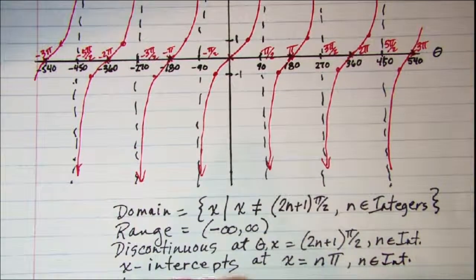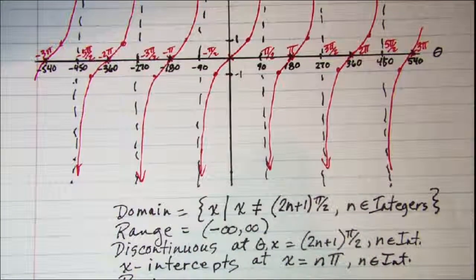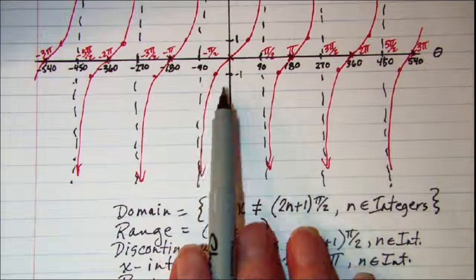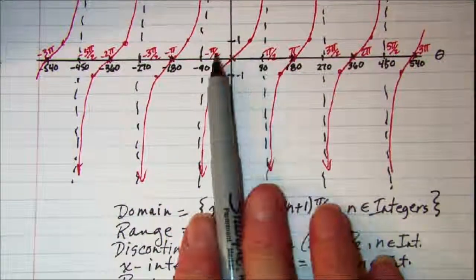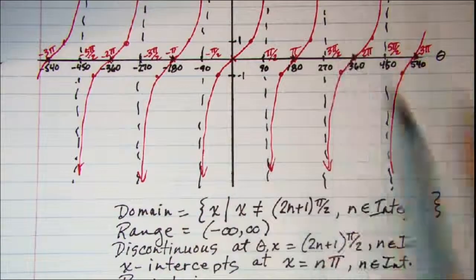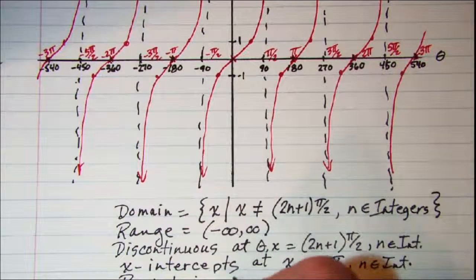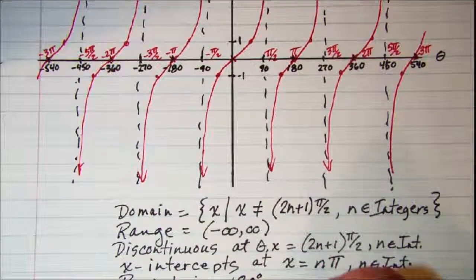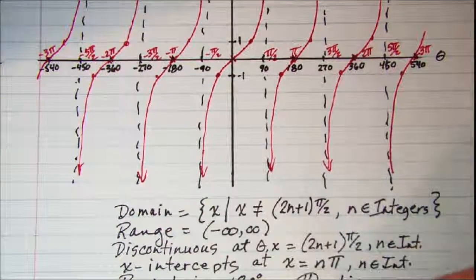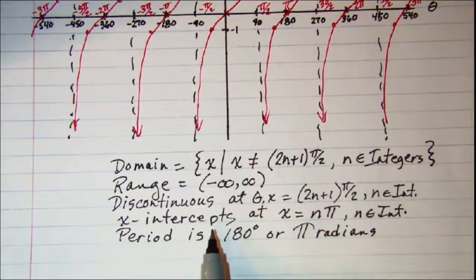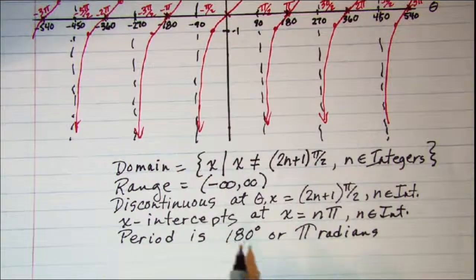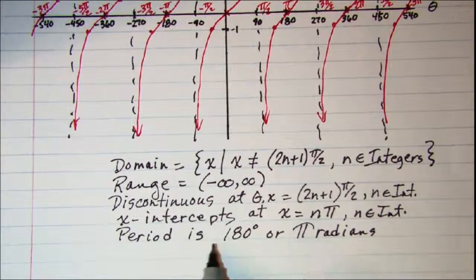The period, notice that the period is different for the tangent function. The tangent function repeats itself every 180 degrees. So the period is 180 degrees, or pi radians. And this is different from the sine and cosine. The sine and cosine have a period of 360 degrees, or 2 pi radians. So that's something that we need to remember.